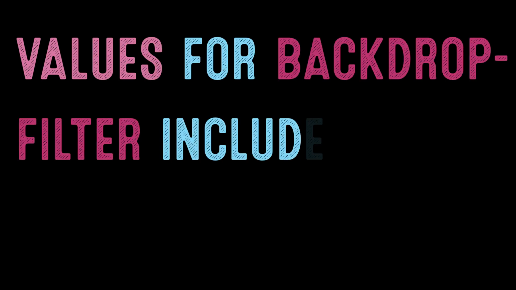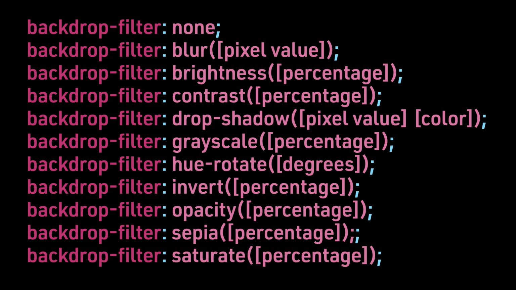Possible values for backdrop-filter include backdrop-filter none, backdrop-filter blur with a pixel value, backdrop-filter brightness with a percentage, backdrop-filter contrast also with a percentage, backdrop-filter drop-shadow with 2 or 3 pixel values and the color, backdrop-filter grayscale with a percentage, backdrop-filter hue-rotate with degrees specified, backdrop-filter invert with a percentage, backdrop-filter opacity with a percentage, backdrop-filter sepia with a percentage, backdrop-filter saturate with a percentage.